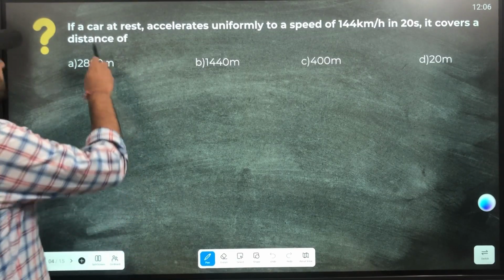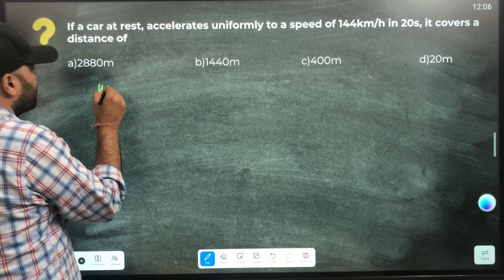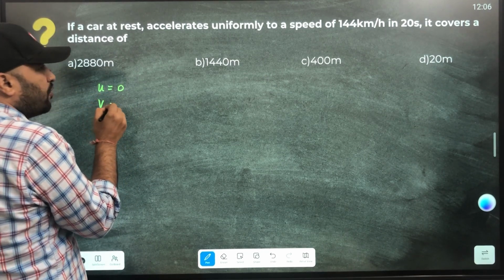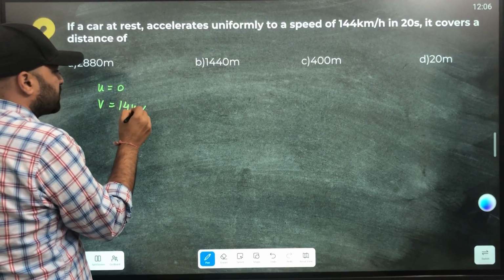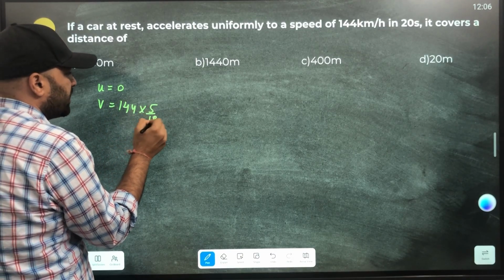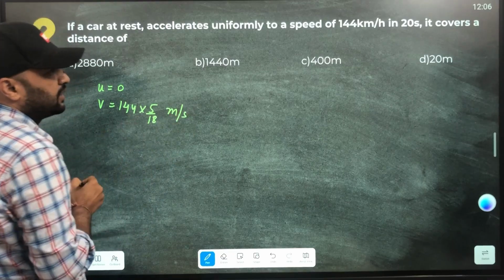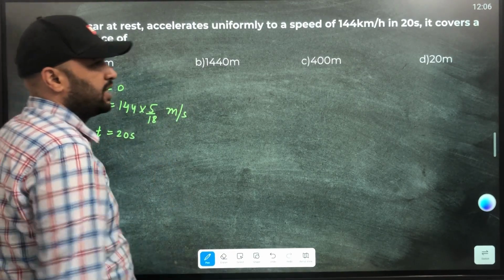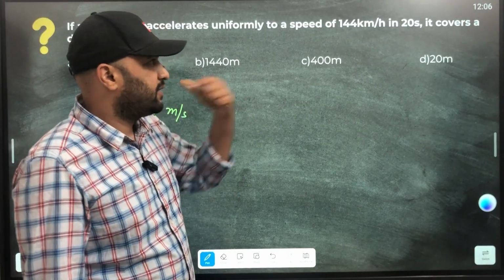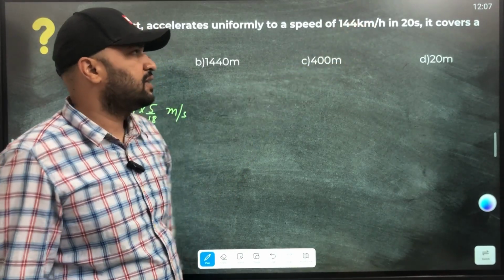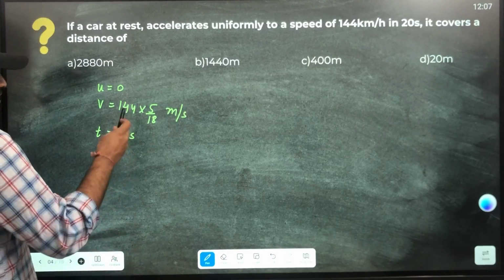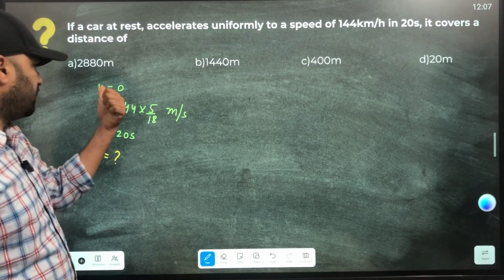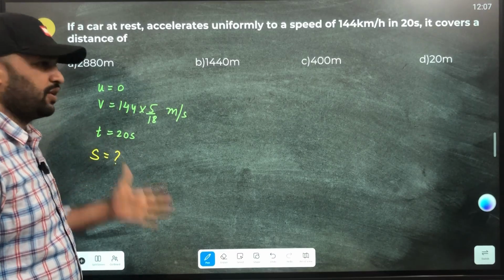Our next question is, if a car at rest, so initial velocity is 0, accelerates uniformly to a speed of 144 kilometer per hour. So let's multiply by 5 over 18 here and make it meter per second, in time 20 seconds. Because there are 20 seconds, I converted it into meter per second. Otherwise, if it was in hours, we would have taken kilometer per hour. It covers a distance of s, you have to find. So initial velocity is 0, v is this, t is this, s you have to find.